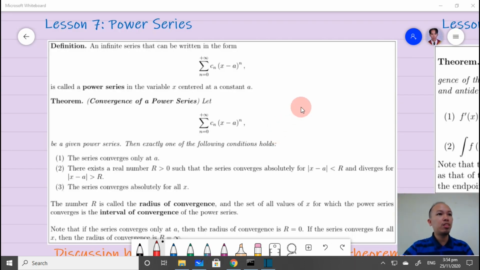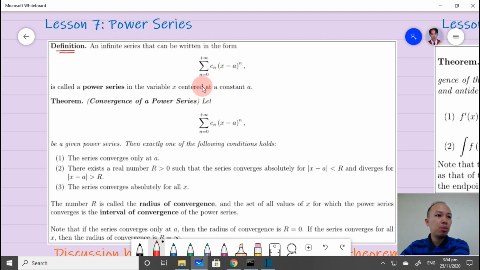Okay, for our first definition, you are given an infinite series that can be written in the form summation of c sub n times the quantity x minus a raised to the power of n, where n starts from 0 and goes up to positive infinity. This is called a power series in the variable x centered at constant a, as you can see here.